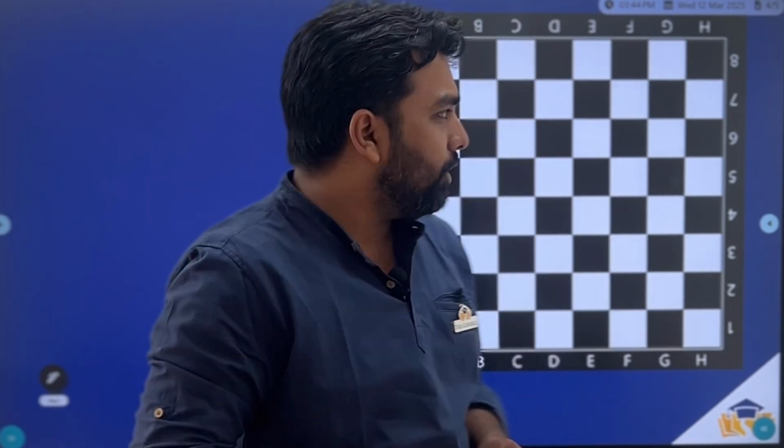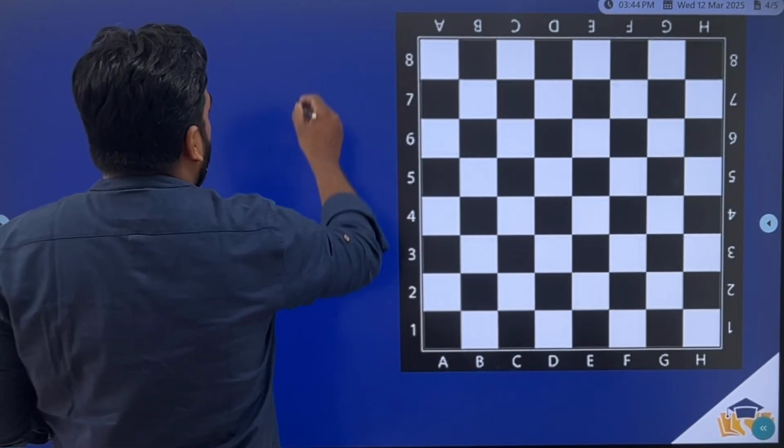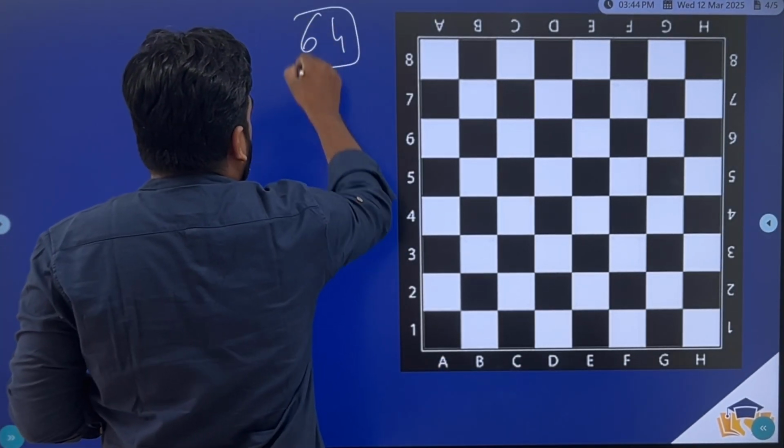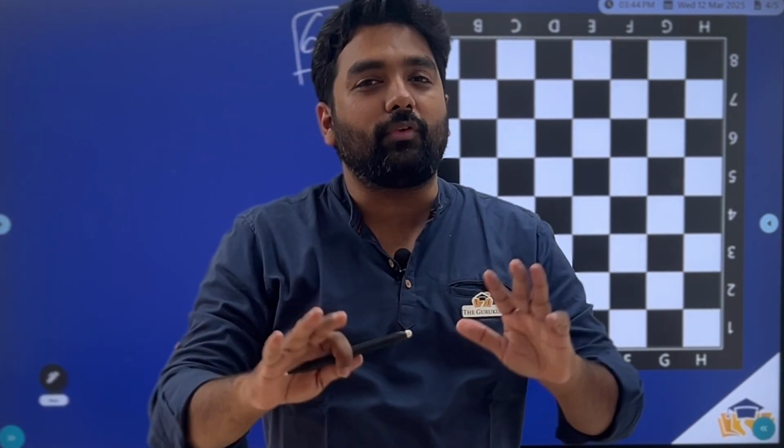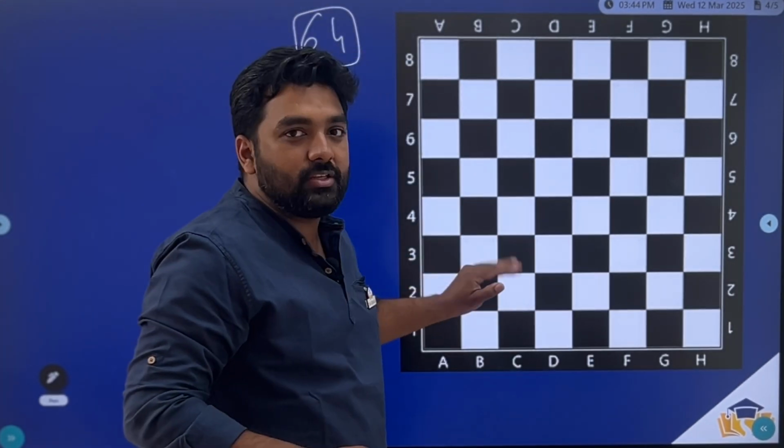So the question is, we need to count how many squares are there in this chessboard. First of all, tell me how many of you got 64 as the answer. If you got 64, you're just thinking like everyone else. But we need to scale up to know the puzzles and get the answers. The question is, how many squares are there in this chessboard?